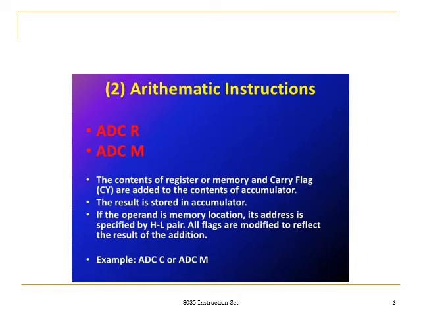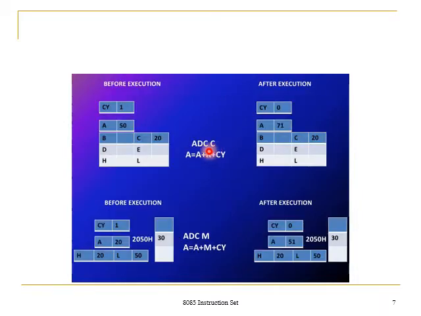Let us see an example here: ADC C, add with carry the C register. When this instruction is executed, it will take the content of the accumulator, the content of the specified register, here C, and also the content of the carry flag, the bit that is in the carry flag.